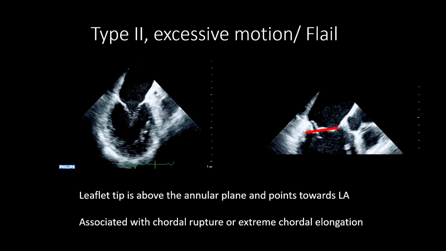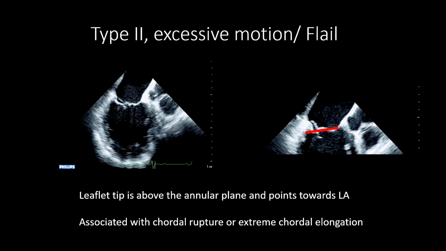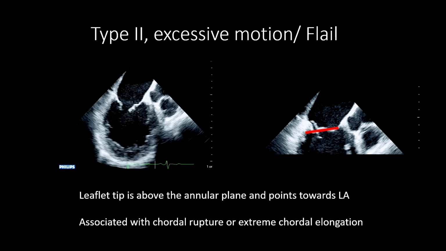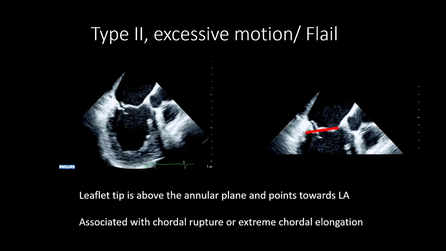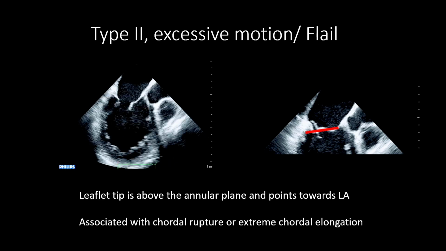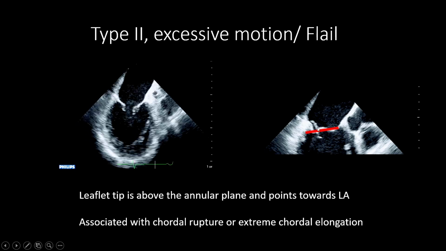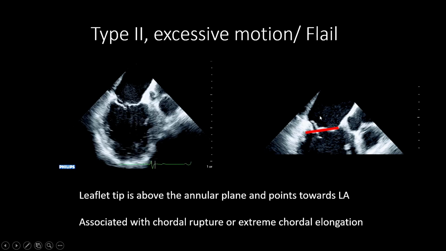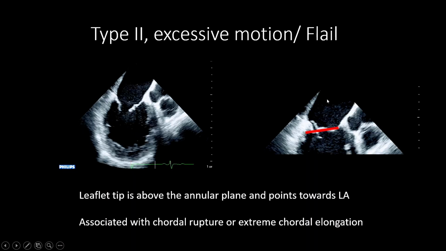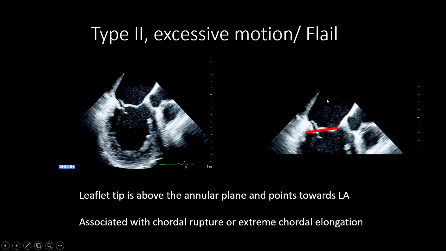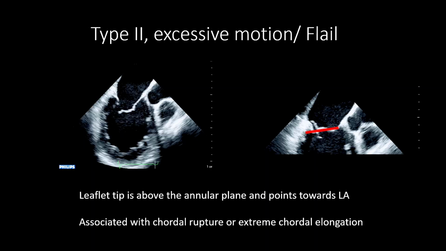And in flail, you have the leaflet tip above the annular plane and it points towards the LA. So this is associated with chordal rupture or extreme chordal elongation. So this is the tip which is pointing towards the left atrium. So this is a proper flail segment of the mitral valve.